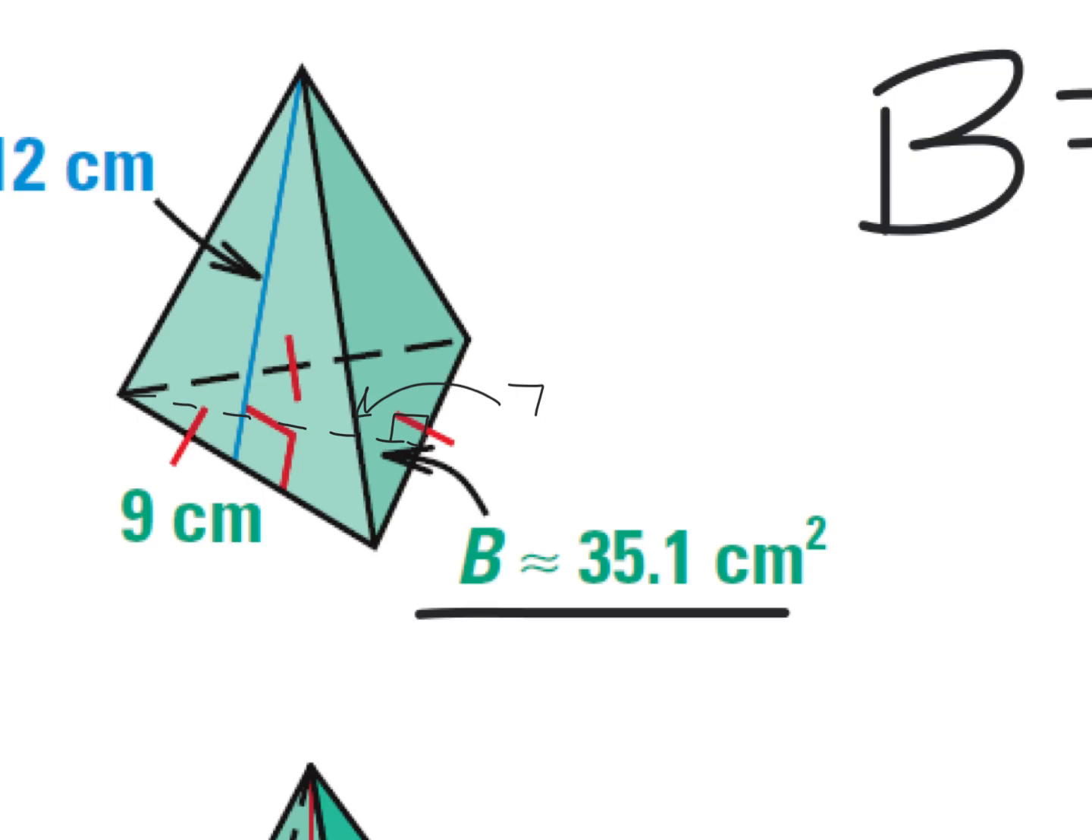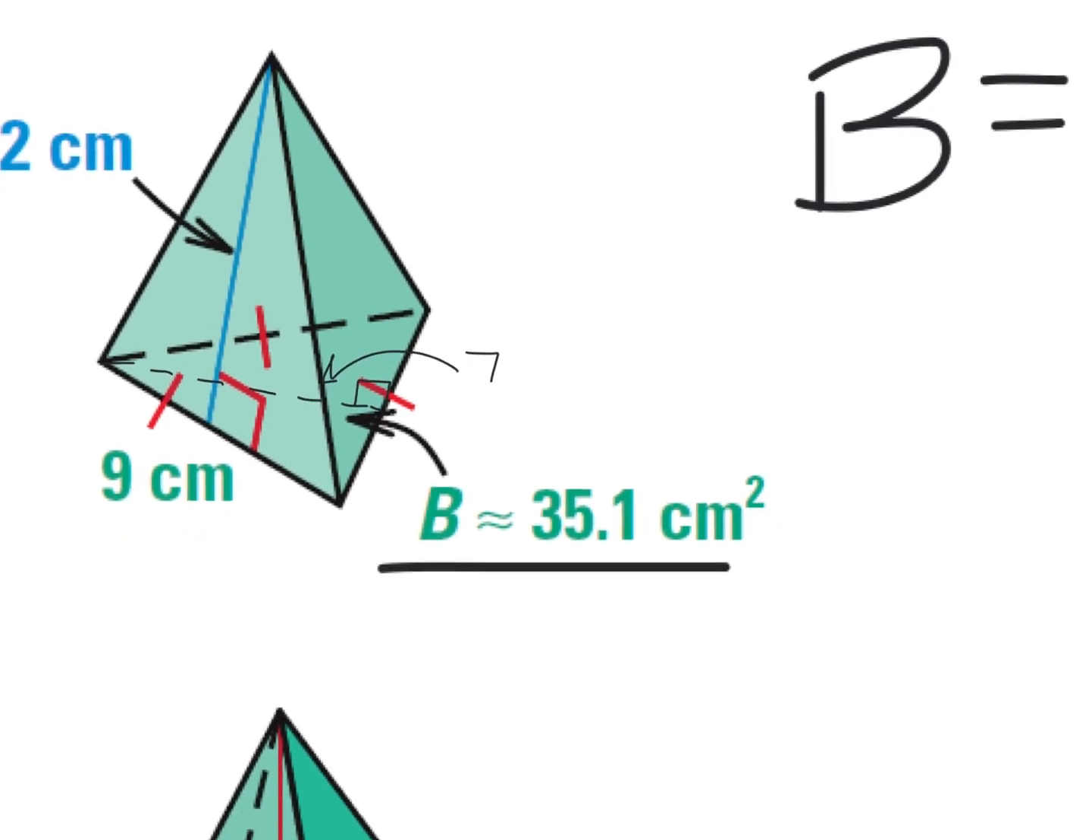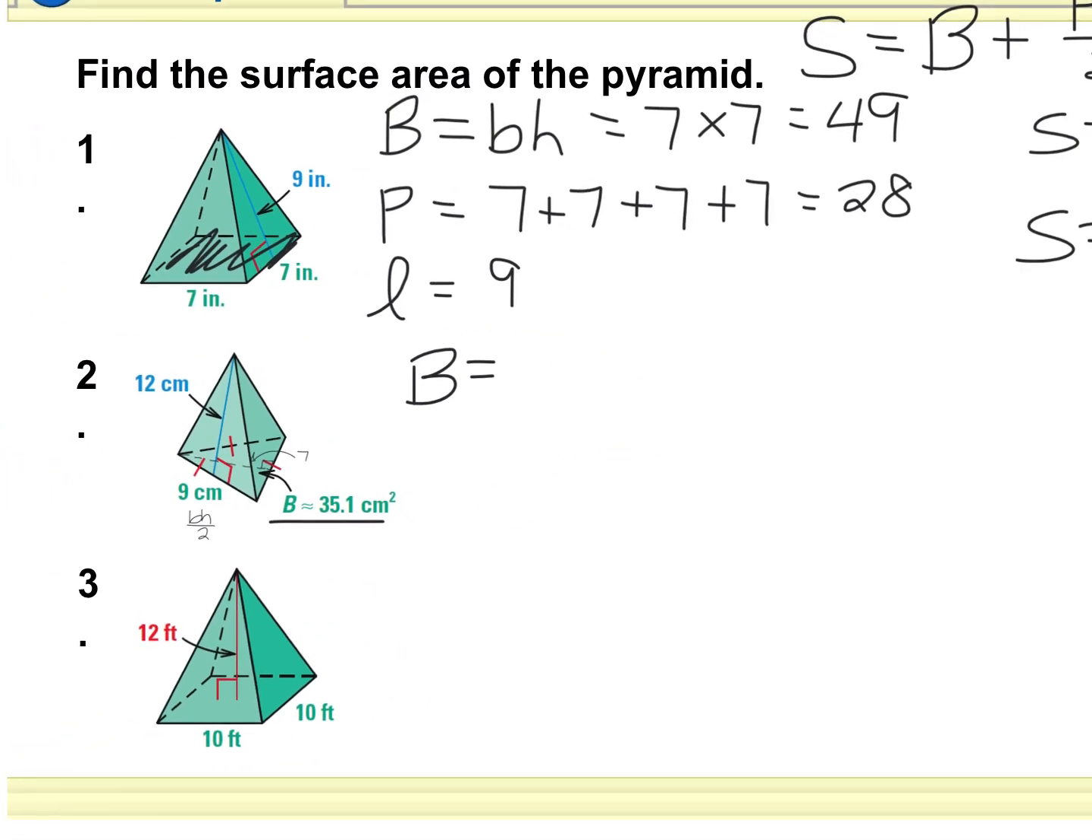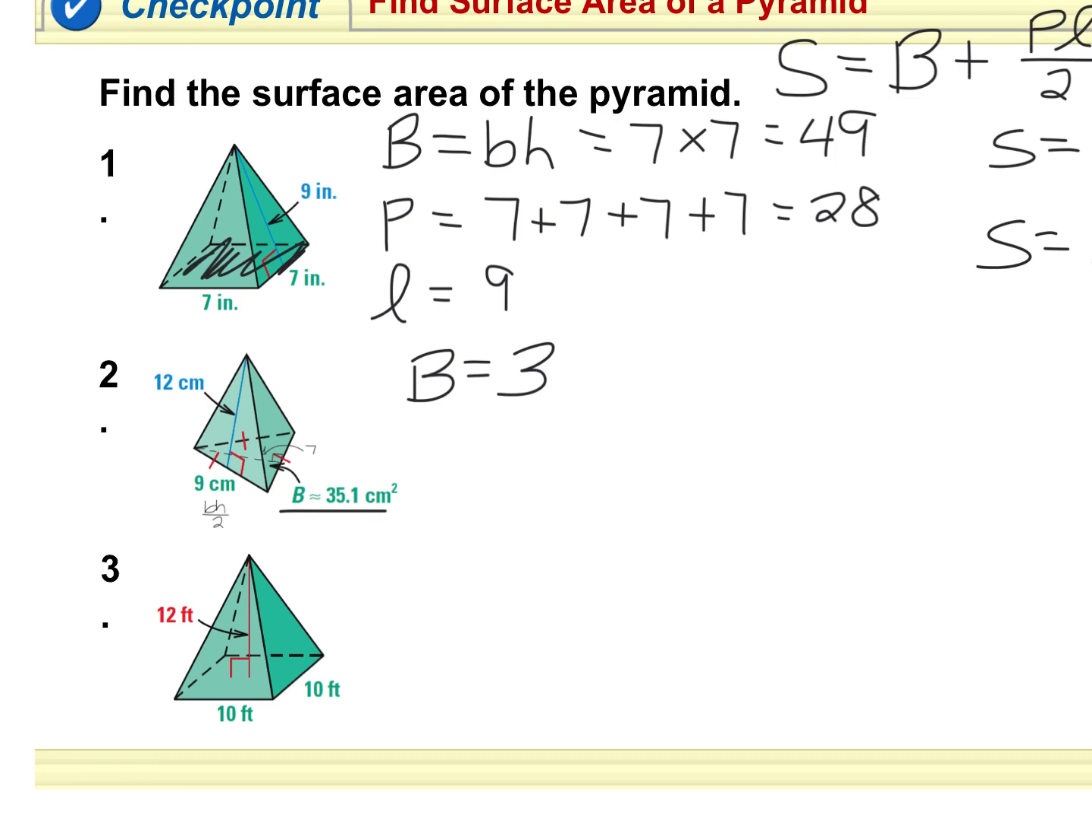So how would I find the area of the base? I would take base times height divided by 2, right? So I'd take 9 times 7 divided by 2 to find that. Okay? But in this case, it gives it to us, right? So 35.1 as our capital B. What do we need to find next? P. How do I find the perimeter? Add up all the sides.